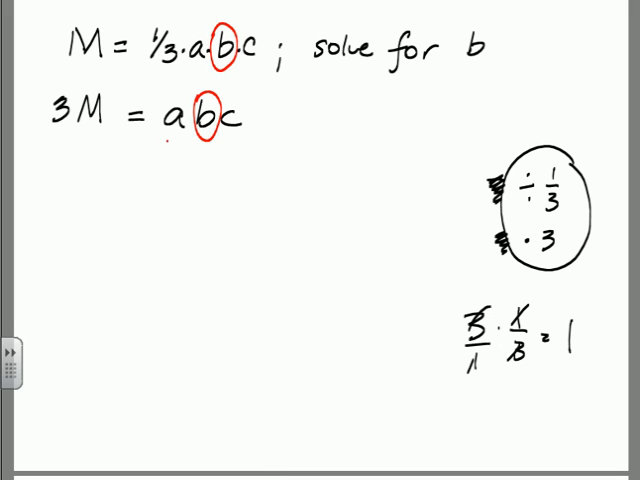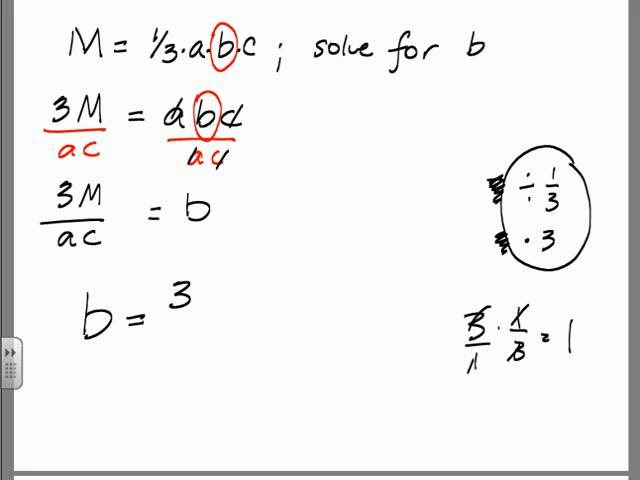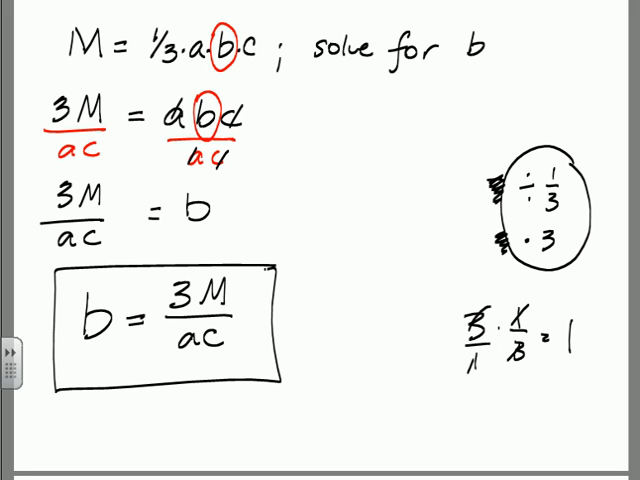And I'm going to be explicit here. If you divide both sides by AC, what's going to happen over here on the left, we don't know what any of those values are, so you just leave it as 3m divided by AC. And over on the right, well, the A is going to cancel, the C is going to cancel, and what do we have left? What we wanted, that little B by itself. Final answer. Okay, that's not so bad.